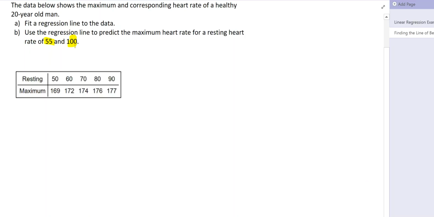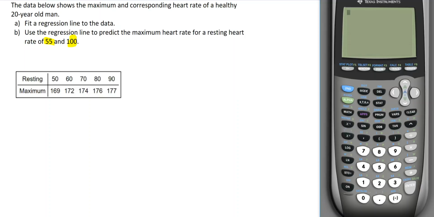In order to find the linear regression line, we have to use our calculator. If you're in a statistics class, you might learn how to do this by hand, but we're going to use our calculator. So to do that, we're going to press Stat, then Edit, and put in the data we are given. The independent variable is the resting heart rate. Our X is the resting heart rate.